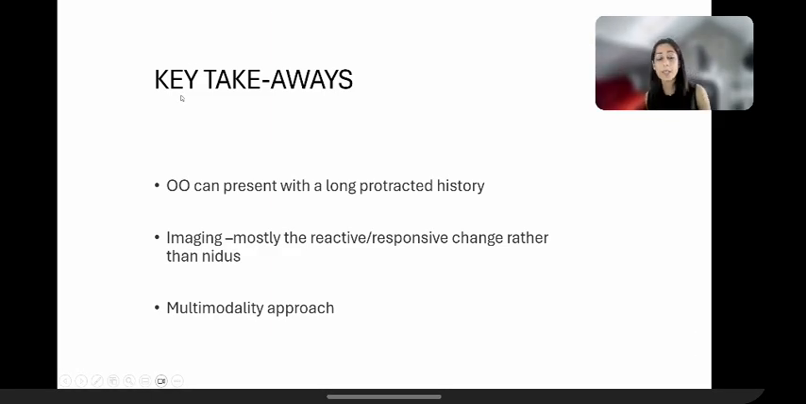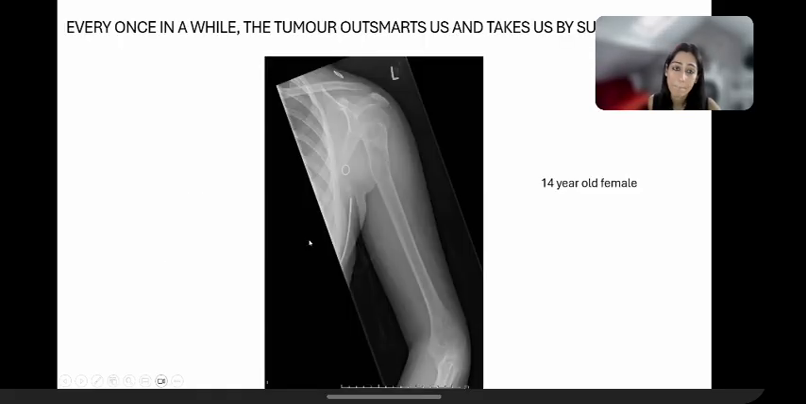So the key takeaway in this one is osteoid osteomas can actually present with a very long protracted history. Your imaging is mostly responsive. That's why for osteoid osteomas, your CT is really better than MRI, because you have so much of a response, so much prostaglandin production, so much inflammation there that on the MR, that bone marrow edema will actually mask that nidus, which is best seen on CT. Always have a multimodality approach. Now, this is the last case.